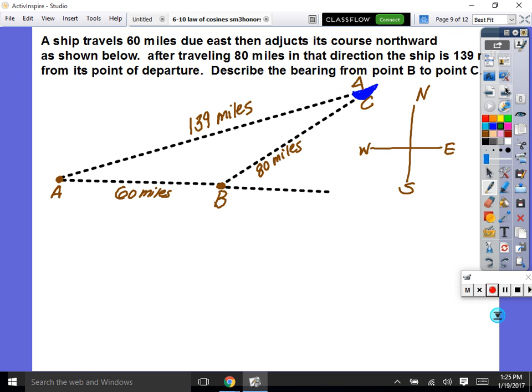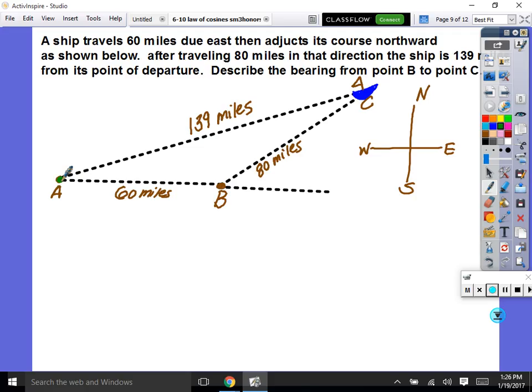Cool, okay. Next example. So this is in your book, but really if you look up here, I have a pretty good picture. So it says, a ship travels 60 miles due east, then adjusts its course northward as shown below. After traveling 80 miles in that direction, the ship is 139 miles from its point of departure. Describe the bearing from point B to point C. So first of all, most of the time they don't give us the picture, and that's usually the hardest thing to draw, so let's kind of think through it, okay?